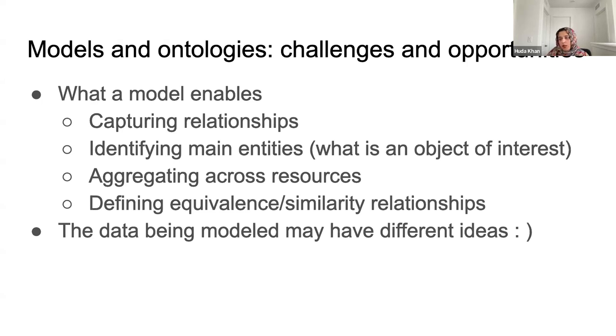A model enables us to capture relationships, identify what the main entities are, and how we could aggregate across the resources. That came up in the National Library of Singapore presentation, but also in the comment we had around opera and hubs, et cetera. Defining equivalence, the LEX presentation showed us how in practice we want to be able to say things are the same, but are they really the same? What is the data actually telling us, and who's responsible for cleaning that up? So there are a lot of questions around modeling that we cannot possibly all answer.